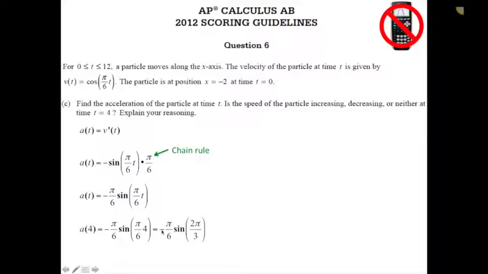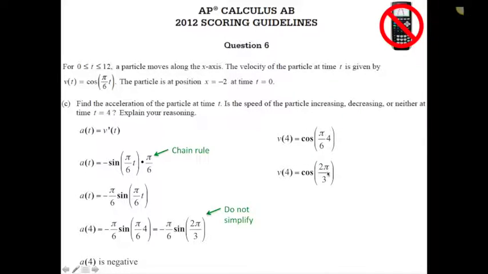So here's your answer. We know the answer is negative. You don't have to simplify this, and I don't want you to get it wrong. We just know that the acceleration is negative. All we're being asked for is whether the particle speed is increasing or decreasing. So we know the acceleration is negative. Let's find what's happening with the velocity at 4 seconds.